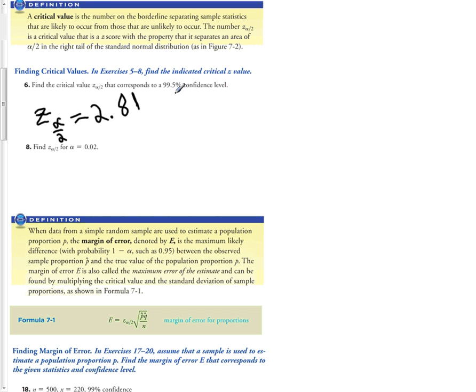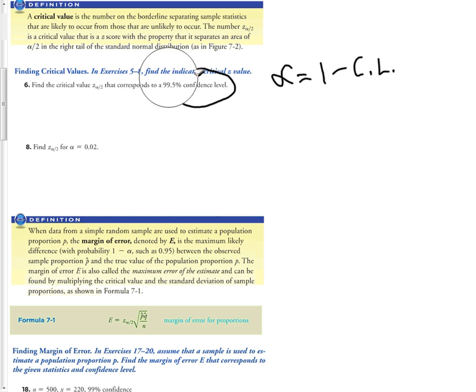See, in the previous problem, they gave us a confidence level, so we had to find alpha by subtracting the confidence level from 1. In this case, they actually gave me alpha already, so there's less work here. They already gave me alpha. I don't have to subtract anything from 1. All I have to do here is find first alpha over 2. So let's go ahead and do that.